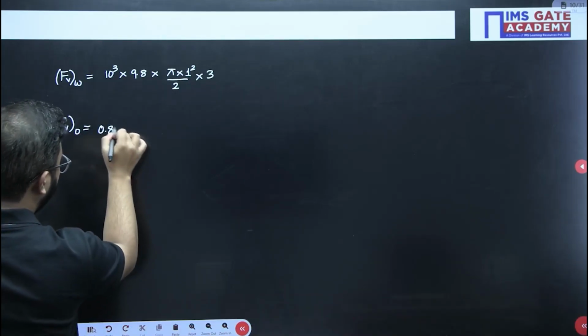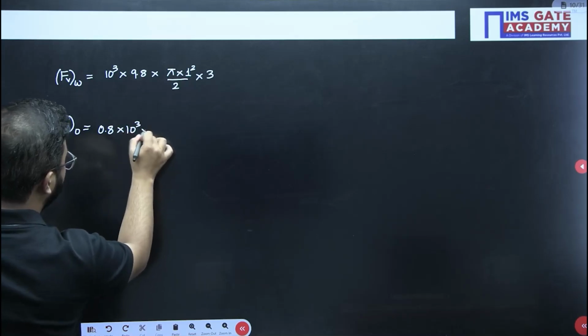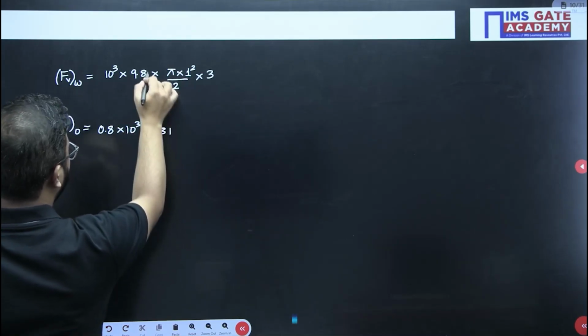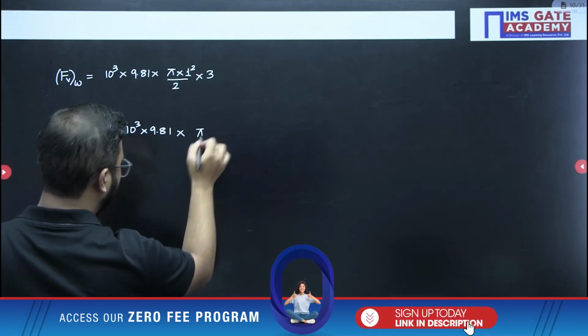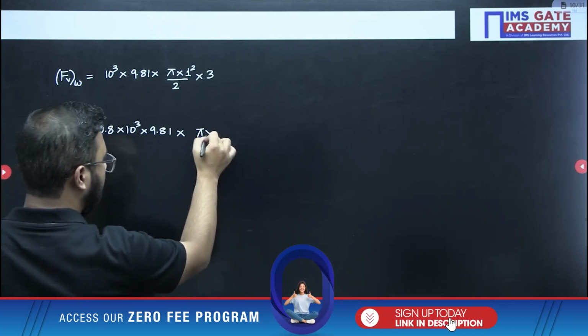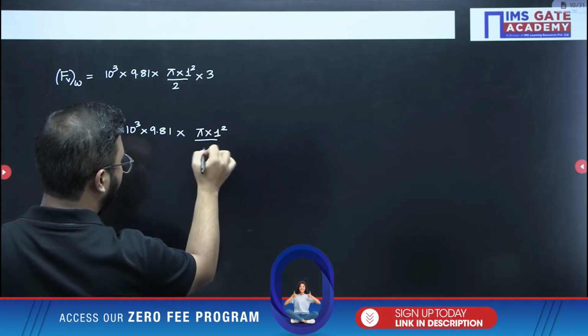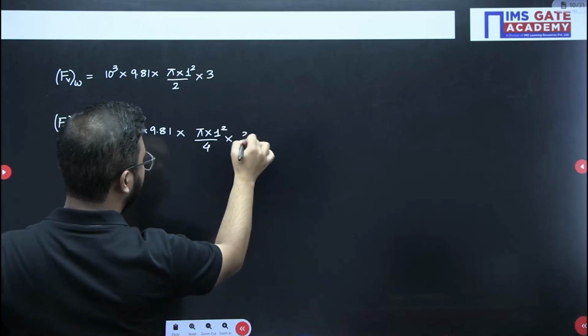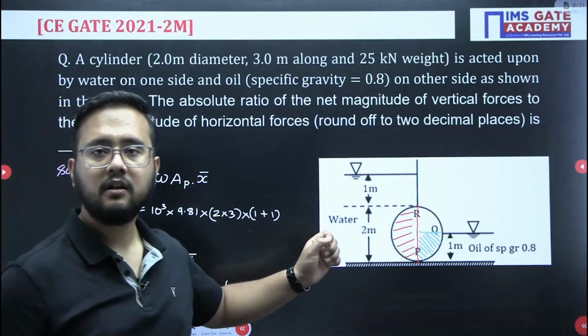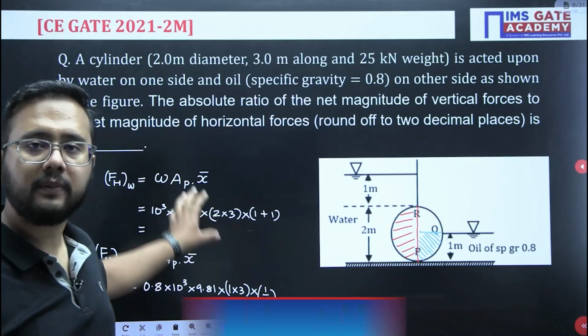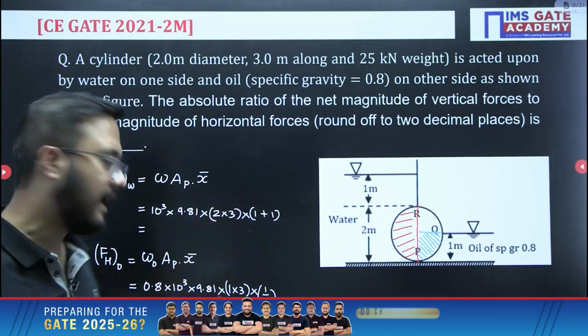So specific gravity 0.8, 10 to the power 3, into g 9.81, into the quarter circle. Quarter circle means pi r square by 4, into the length 3. So like this you will be getting the answer of vertical as well as the horizontal forces. Horizontal force will be the difference, in the vertical case both will get added.